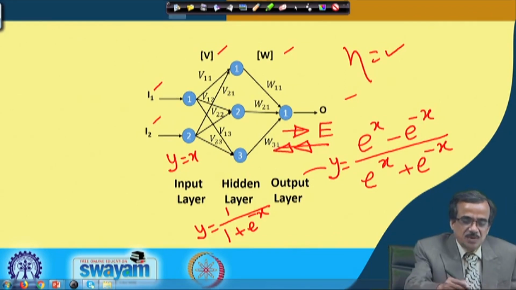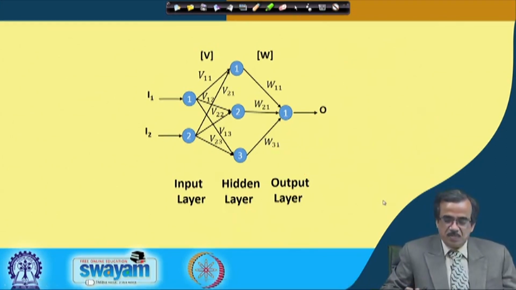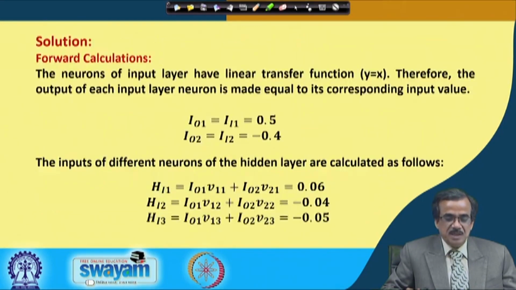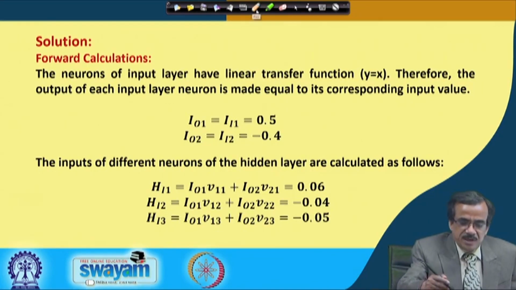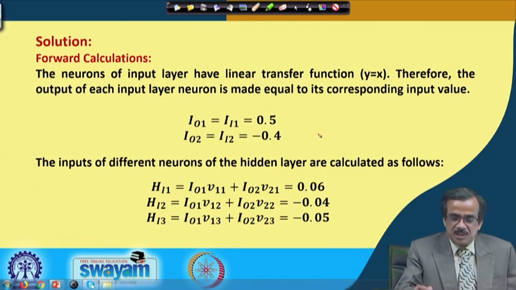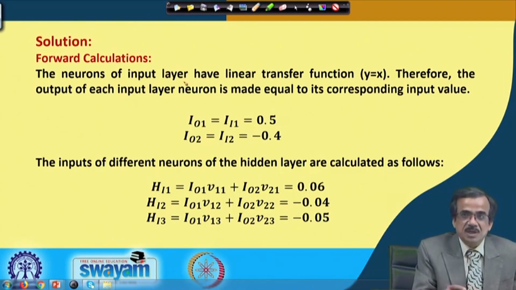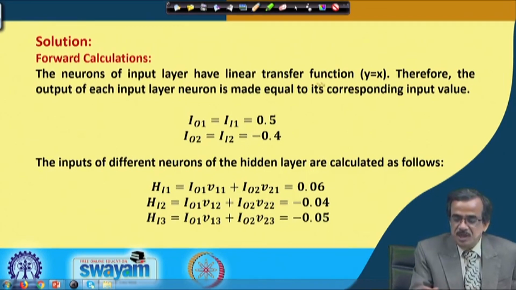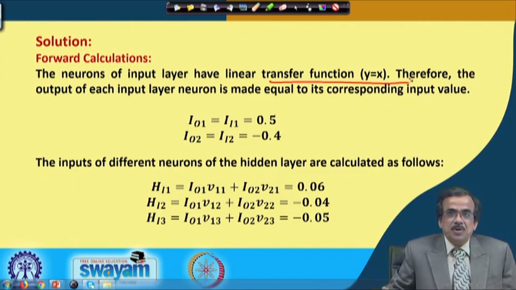Now, let us see how to carry out these particular calculations and how to find out the change in V and the change in W values in order to minimize the error in prediction. Now, the way it has to be solved, this I have already discussed. Now, let me repeat. In the input layer we are using the linear transfer function of the form y equals x. So, output will be nothing but the input.